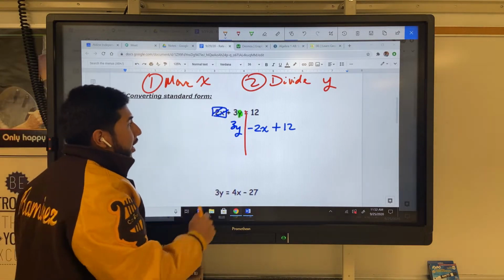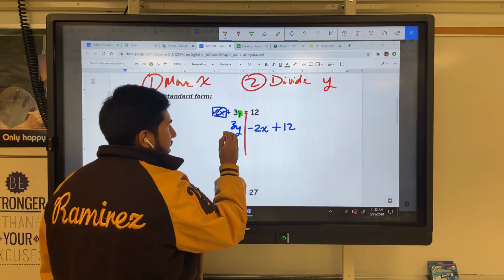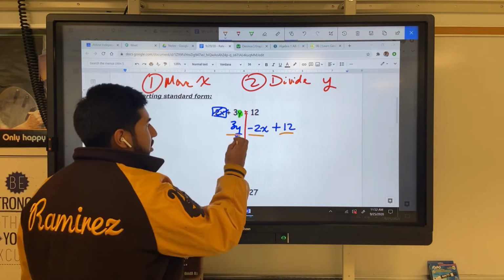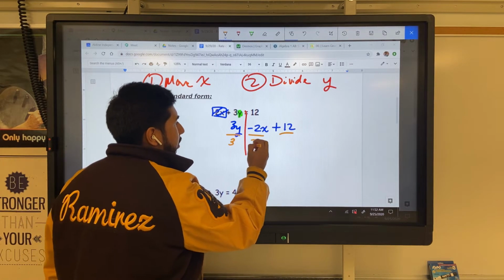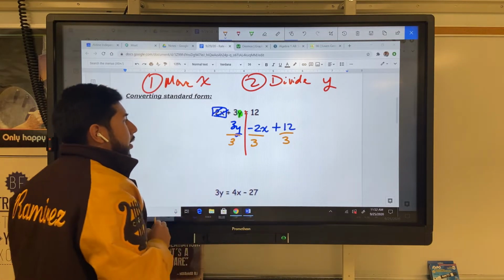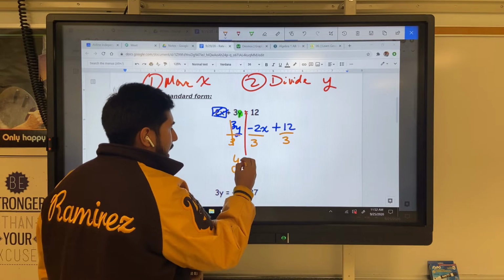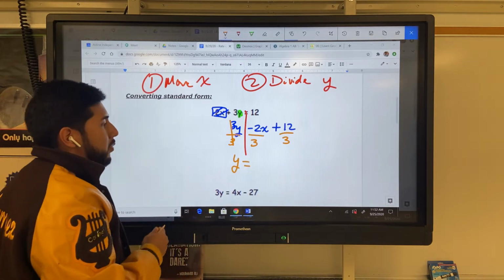Divide by the y. This y is right here, and I need it by itself. Divide, divide, divide by the number in front of the y, which is 3. 3, 3, 3. 3 divided by 3 is just 1, so it cancels. That gives me y equals. That's what I want.